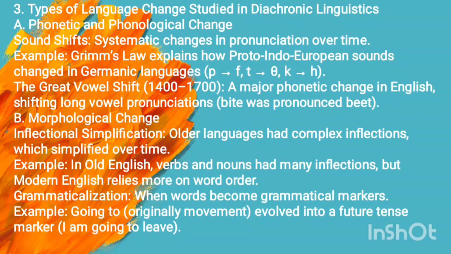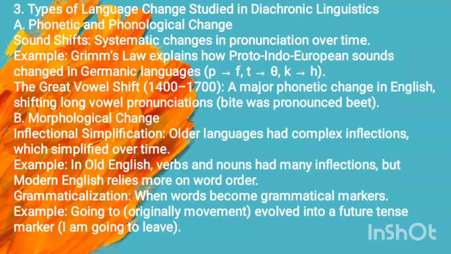First one, phonetic and phonological change. It is based on sound shifts, regular pronunciation changes over time. For example, Grimm's law: Proto-Indo-European p changed to Germanic f. For example, Latin pater, in English father. The Great Vowel Shift from 1400 to 1700 changed the pronunciation of long vowels in English. For example, the word bite was once pronounced like beet.